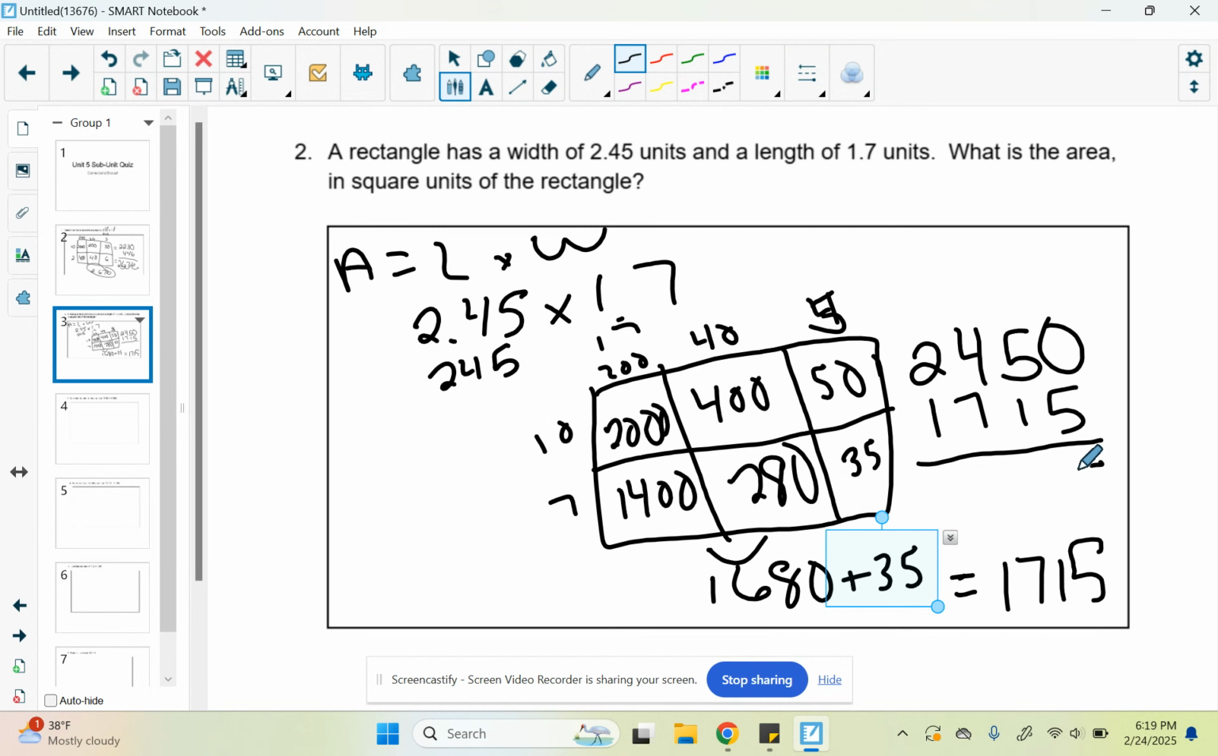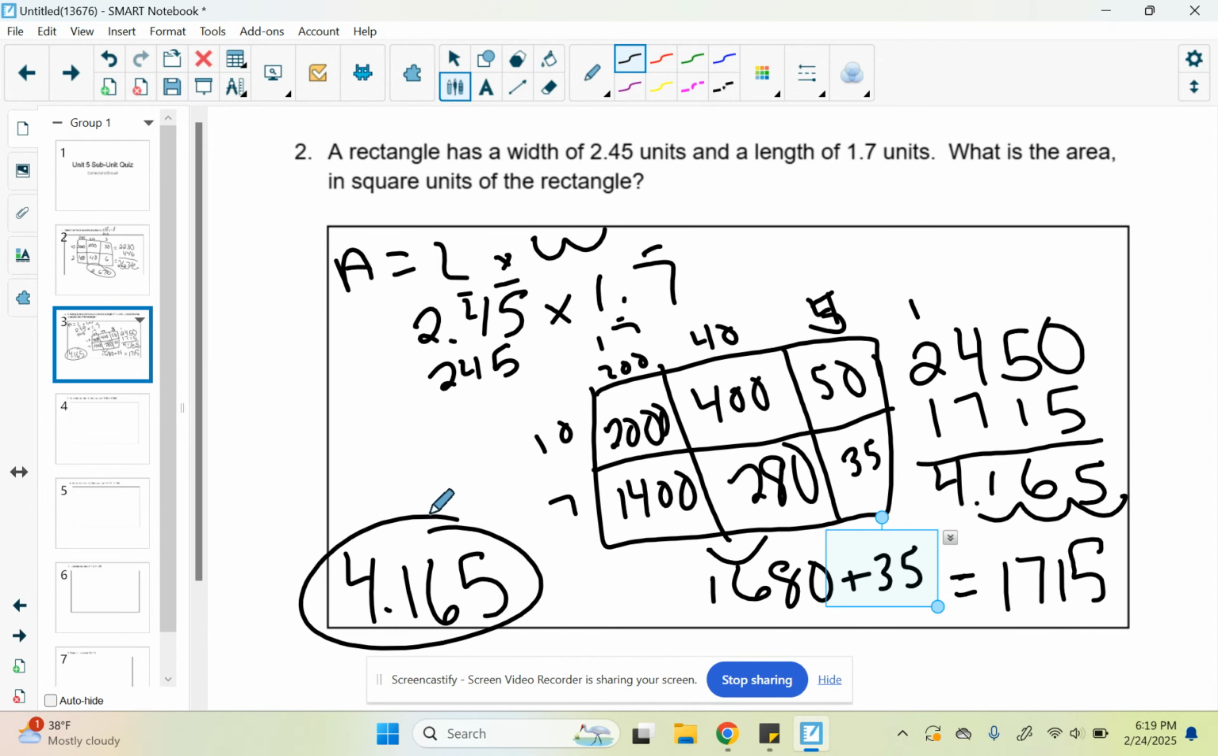Add them together. 4 plus 7 is 11. 1 goes down, 1 goes up. 1 plus 2 is 3, plus 1 is 4. And then again, we have 1, 2, 3 decimal places in our factors. Scoot 3 times, so our product, or area, is 4 and 165 thousandths. All right, let's keep going.